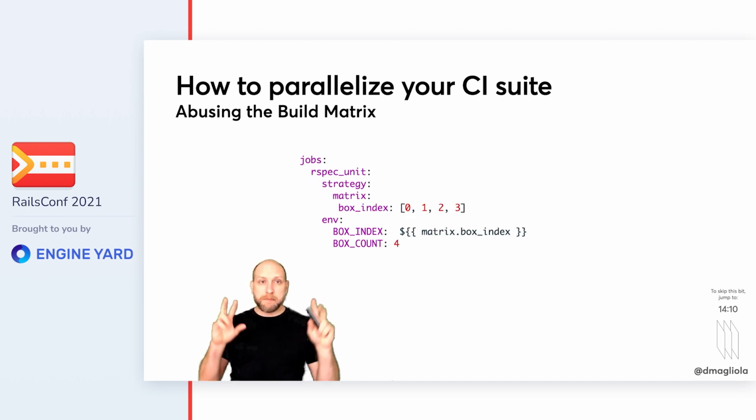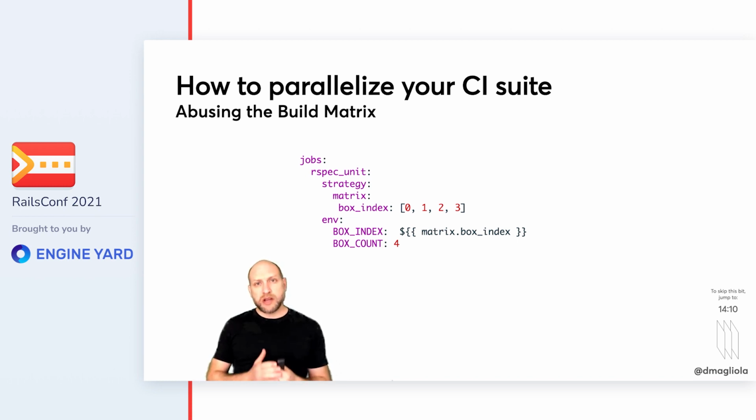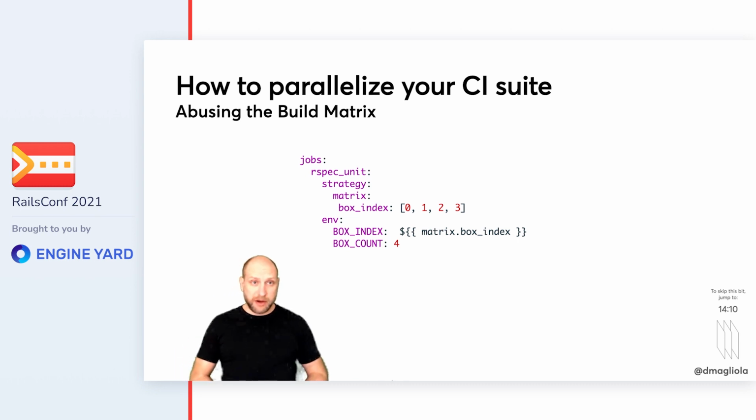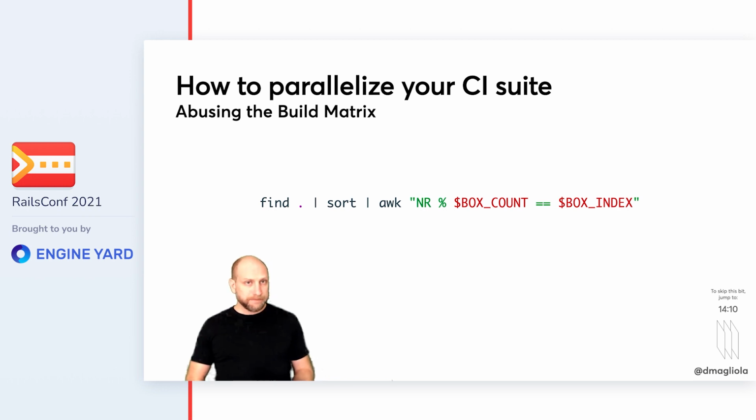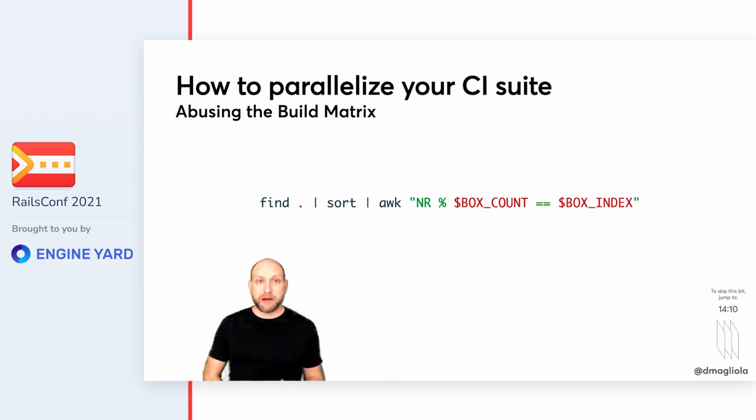We can make up a box index in the matrix, and we use that to number all of our boxes. And then we set these two environment variables, the ones I was talking about earlier. And if we do this, we now get 4 boxes. Each box knows which one it is and knows how many there are. And so with a little command line hackery, you can get each box to pick up their part of the split, as I was showing you earlier.